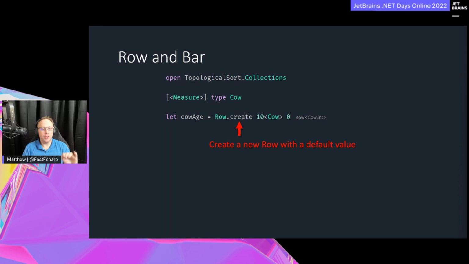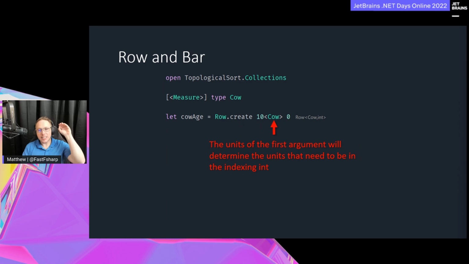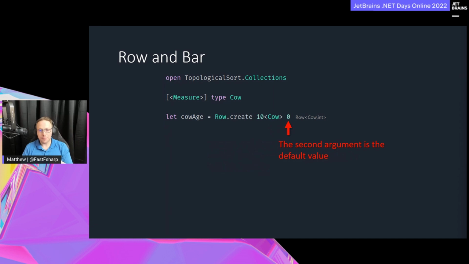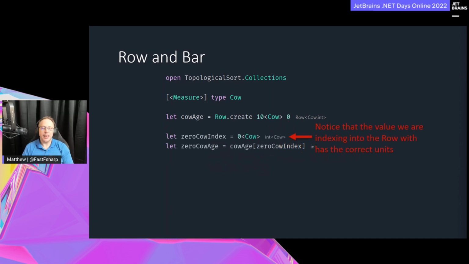I'm creating this row. I say, hey, I want to create a new row with a default value. I want to have 10 elements in that backing array. The indexing int needs to have the unit of cow on it, and the default value is going to be 0. So now if I want to index into that row, that indexing variable needs to have a unit of measure on it.